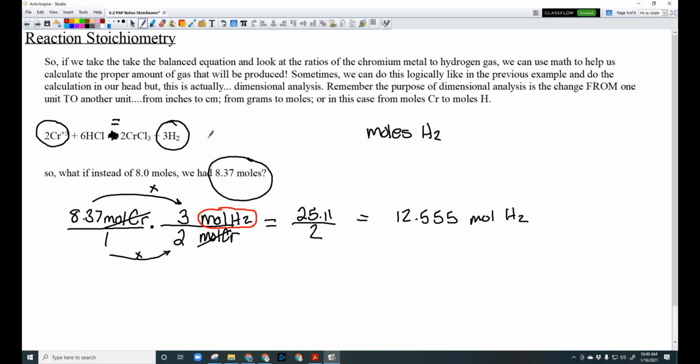Let's look, how many sig figs here? We have 3 sig figs, so our answer can only have 3 sig figs. Here's 1, 2, 3. So we're going to look at this 5 right here to see if we round. The 5 does round this up, so it's going to be 12.6 moles of hydrogen as our final answer. That's stoichiometry. That's as easy as it is. It sounds hard, but it's really, really easy.